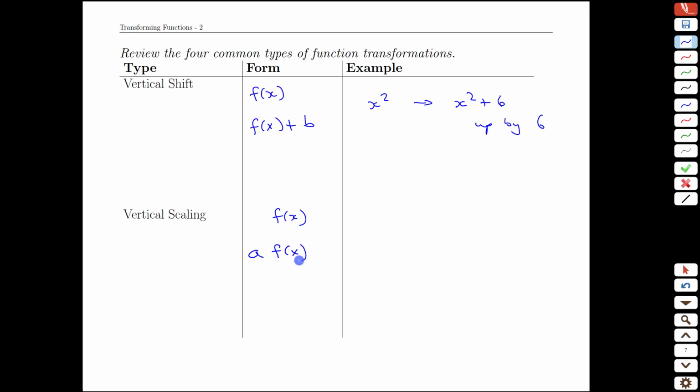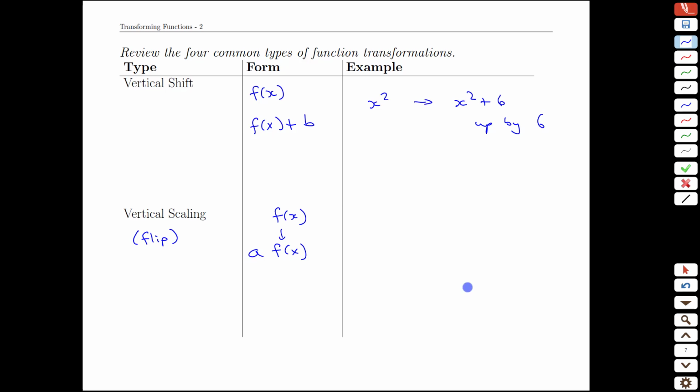And we can just multiply the entire function by a value. That's going to take all our values and scale them by that a value. And again, it can include a flip if this value is negative, a vertical flip. We've seen this one. Let's do a different example for this graph.